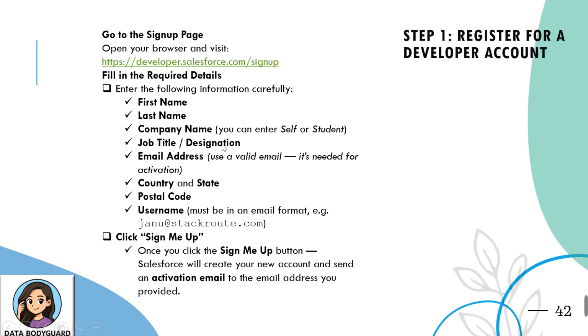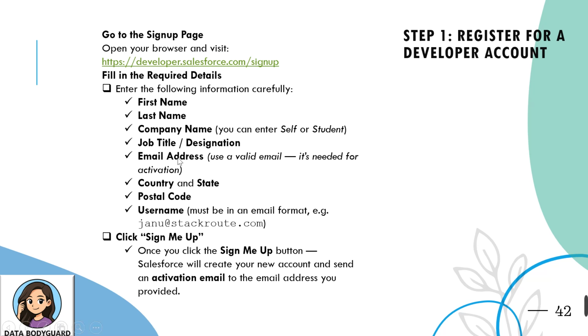Okay, once you sign up, you will get all this information: first name, last name, company name. First name, last name is fine. For company name, you can give your own name also, that's fine. Or if you are working in any organization, that name also we can give. Or you can give your college name also, that is also fine. For job title and designation, you can give developer or admin. These things we can give.